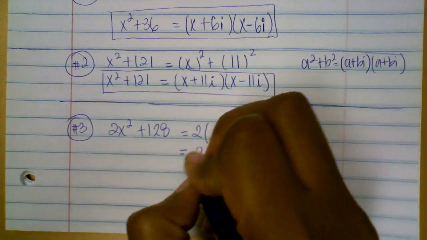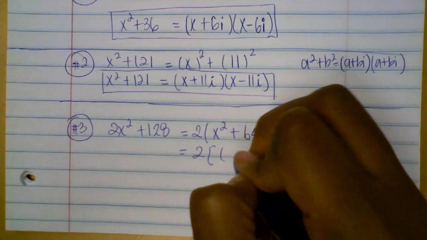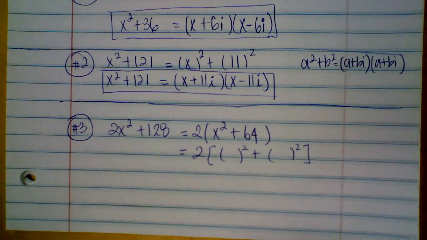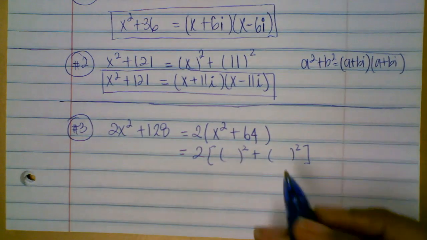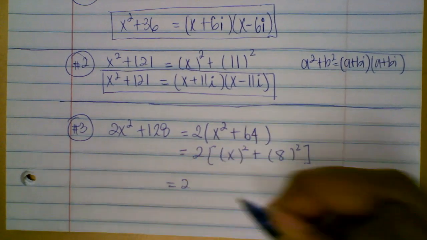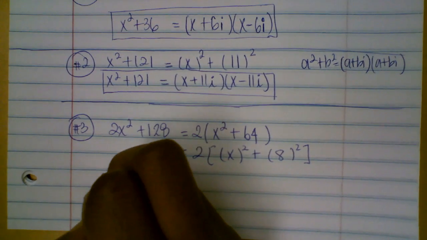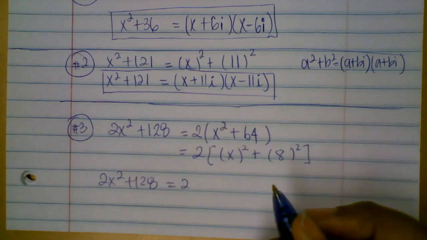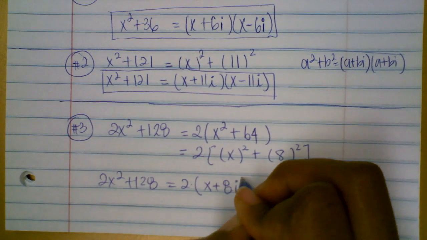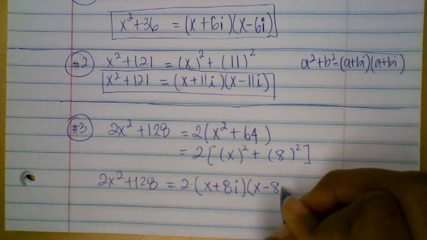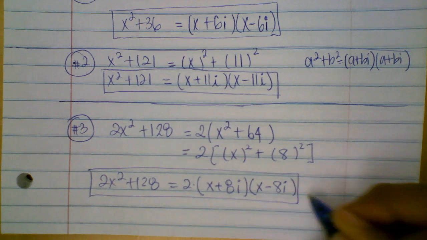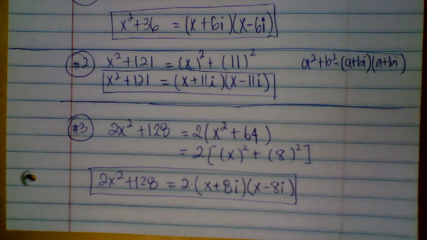So now let's identify what is A and what is B. Can you write each term as a square? And that base, that number, represents A and B. So you end up with x here and 8. So 2x squared plus 128 can be factored as 2 times x plus 8i times x minus 8i. And that's your final factored form. We factor the sum of 2 squares, which is going to be the product of 2 complex conjugates.